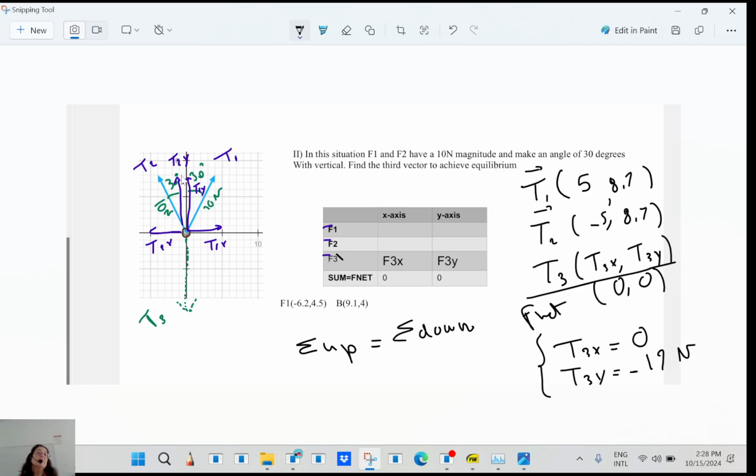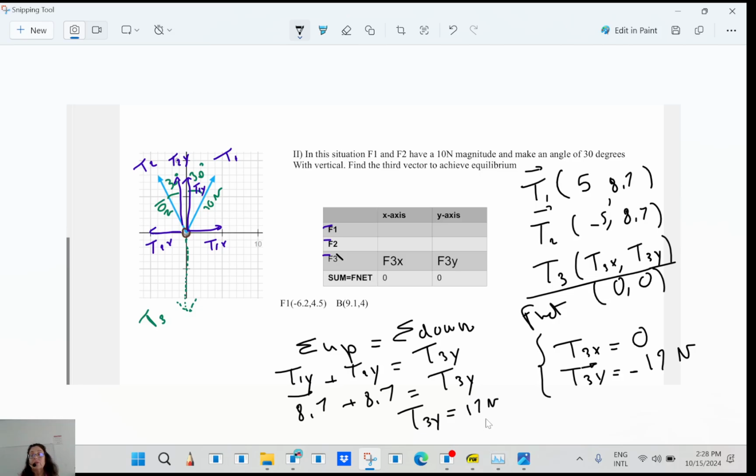Okay, so a y component is how much of T1, for example, is along the y. So now I say that T1y plus T2y, which is the same, equals down, which is T3y. So this is 8.7 plus 8.7, but that works only in magnitude. There is no minus here. It's just magnitude. And that's the vector, so that's going to be 17 Newton.